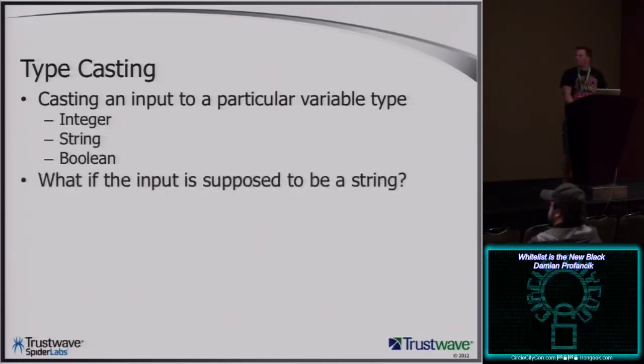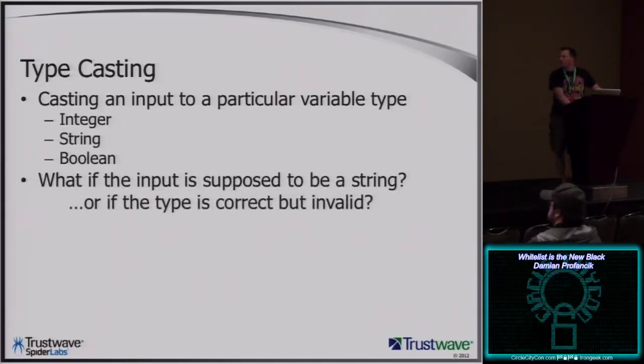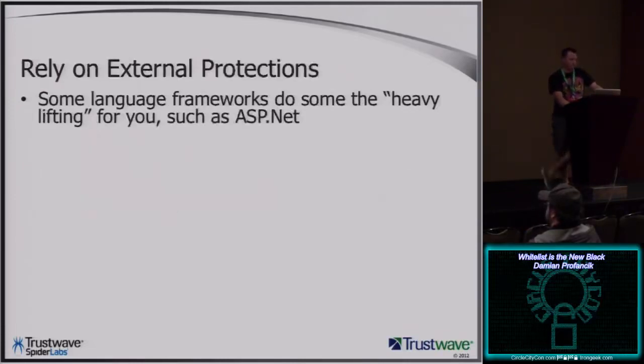The problem is that if the input that you're trying to get is supposed to be a string, then you kind of have a challenge there. Or if the type is correct, let's say a number, but the value is invalid. So for example, a negative value. That happens a lot on shopping cart applications where I can specify negative quantities or negative prices and things like that, and actually get credits, essentially. So that's where you should be validating, not just typecasting. So all these are kind of stacked on top of each other.